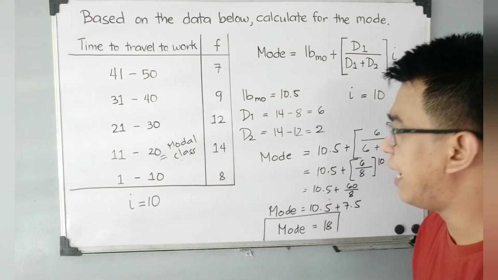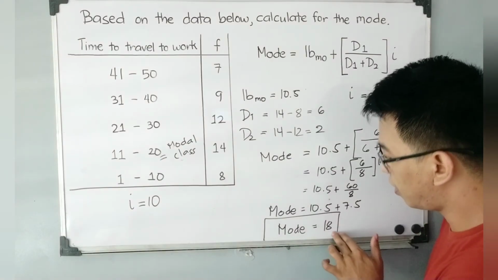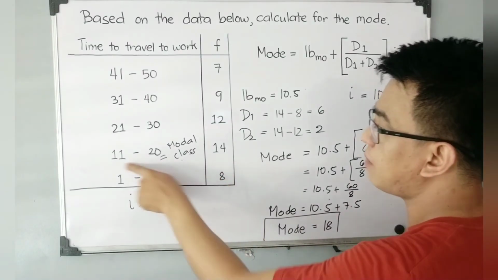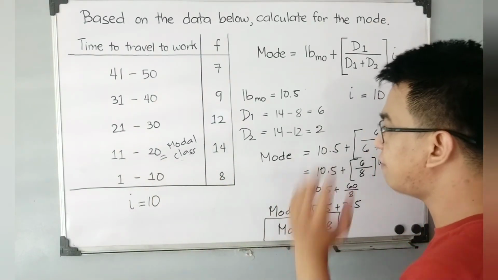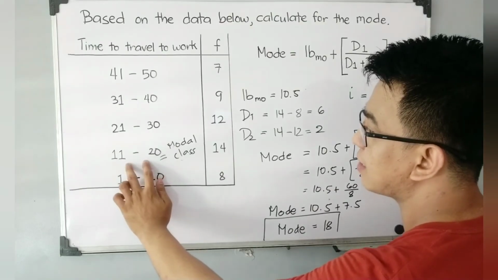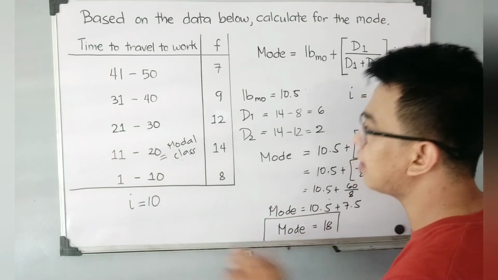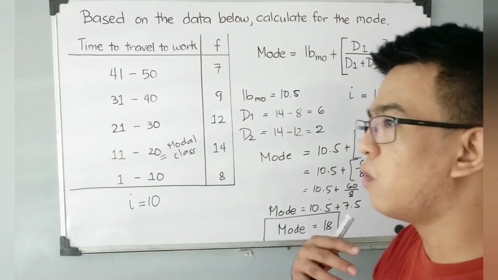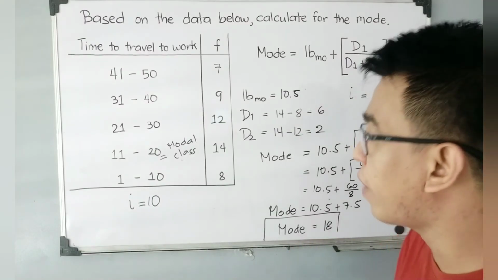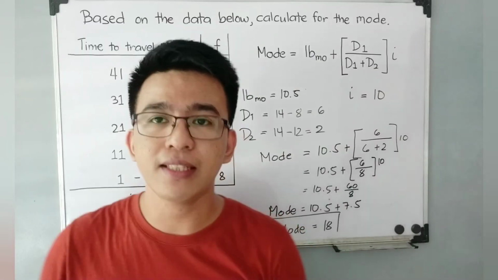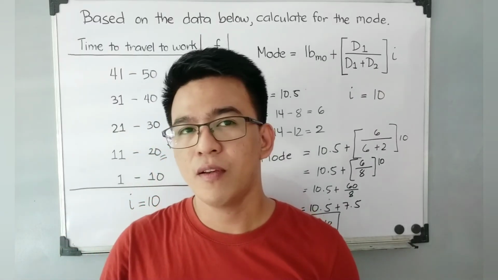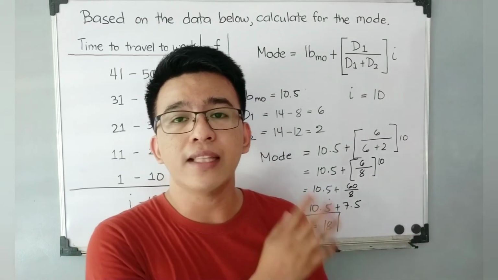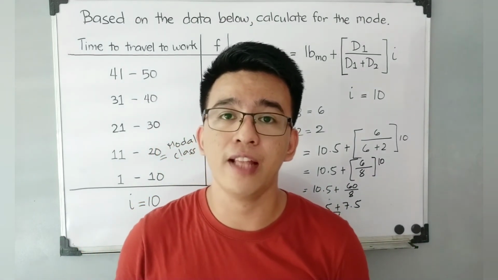Now, to check whether your answer is correct, look, your mode is 18 and go back to your modal class. That means you can find the value of your mode within this class. As you can see, 18 is inside 11 to 20. So that is another way on how to check whether your answer is correct. But still, for you to secure that your answer is correct, you need to follow the step-by-step process on how to calculate for the mode.